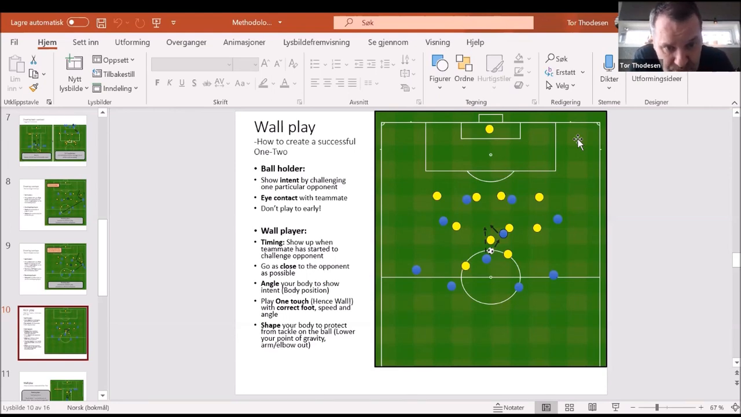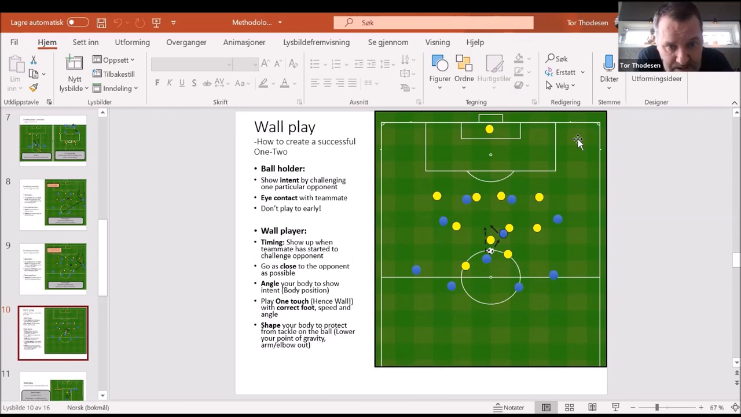Angle your body to show intent. You cannot play wall if you come straight at him. You have to angle your body so that you can use one touch. Play it on the correct foot. Measure the speed and the angle.